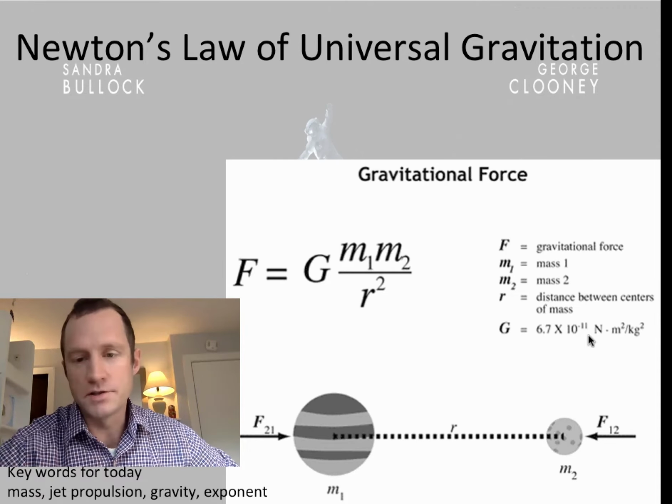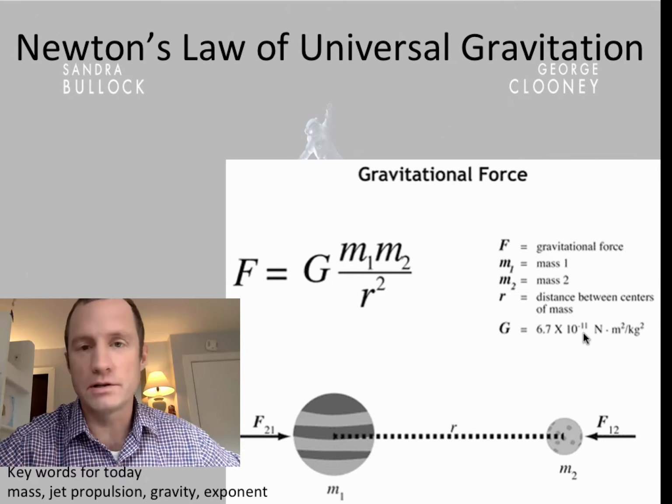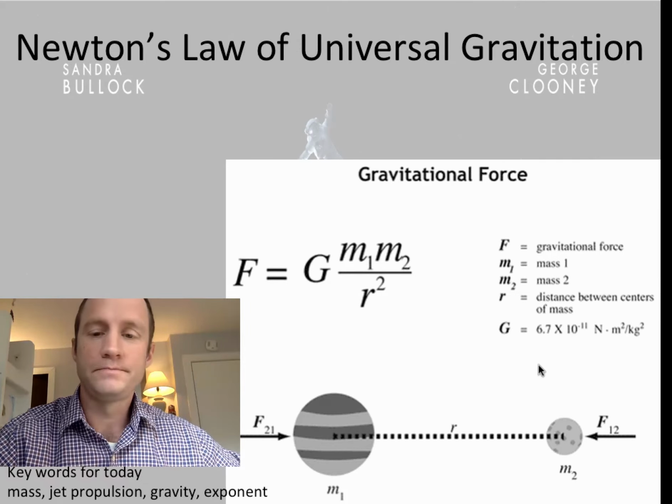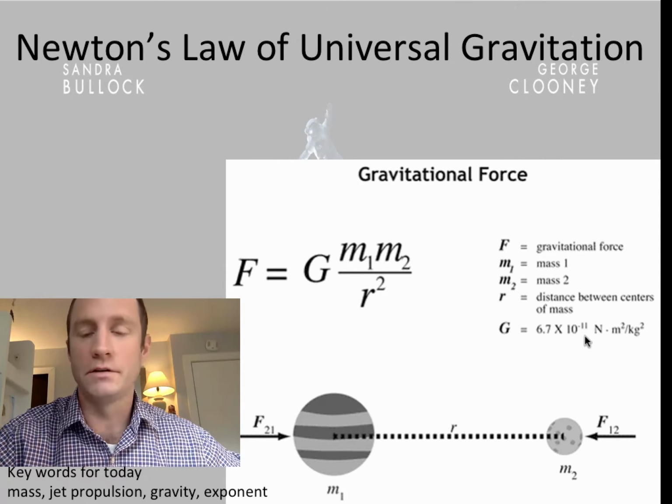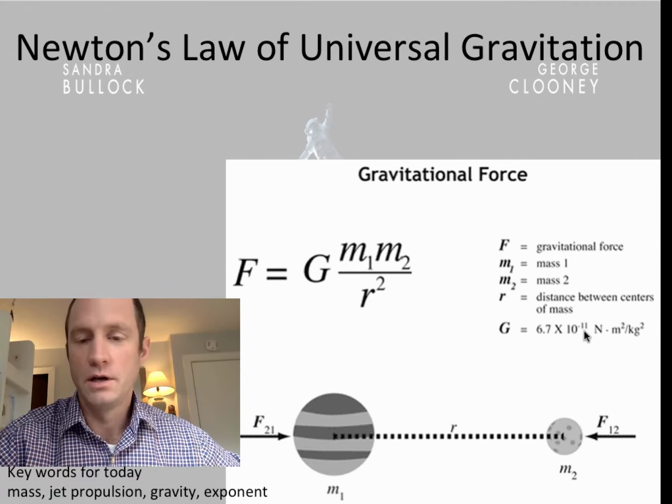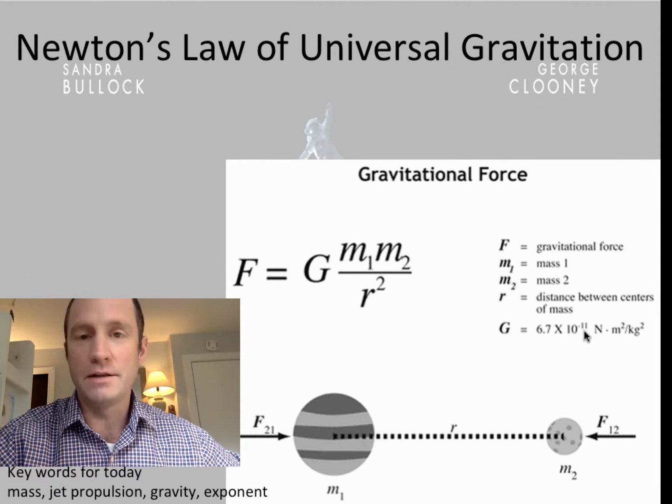This gravitational constant, I would just point out, has an exponent. That's one of our words for the day, you recall. And you're going to be learning about scientific notation soon. Exponents, first of all, mathematically, they simply tell you how many times to multiply something times itself.